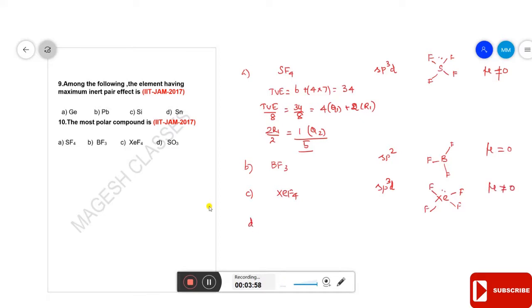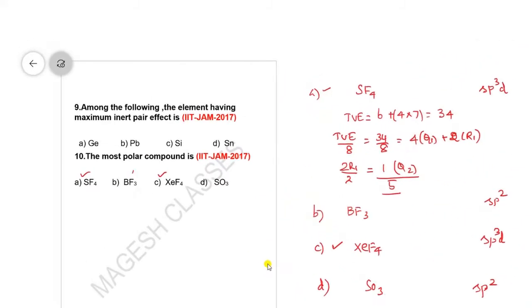And D, sulfur trioxide. The hybridization is sp2 and the structure is trigonal planar, so mu is equal to 0. From the mu value, only A and C are polar compounds. So B is not the answer and D is not the answer. The answer is A or C.